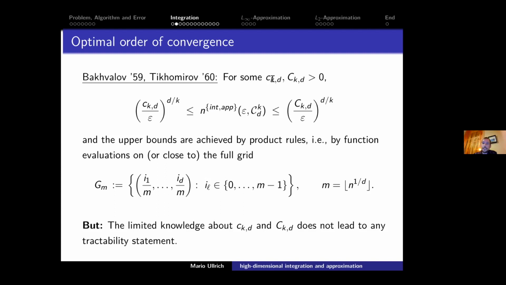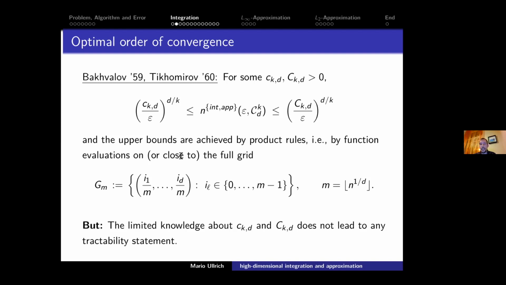It's known that there are some constants that do not depend on epsilon, only on the smoothness and the dimension, such that the number of function evaluations needed is approximately some constant divided by epsilon to the power d over k. I think that's well known. Stated differently, the order of convergence is k divided by d. This is known, and the upper bounds here are achieved by product rules.